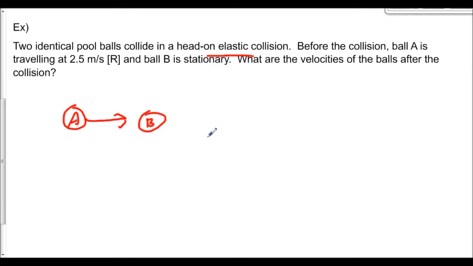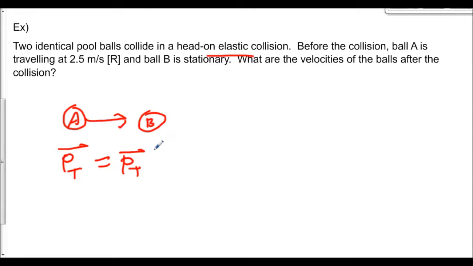So we actually have two ways to approach this, because it looks like at first glance that we don't have enough information, because all we know is the initial velocity of the ball coming in and the fact this one is stationary. But if we take a look at setting up momentum and kinetic energy conservation, we should be able to come up with a way we can solve this problem.